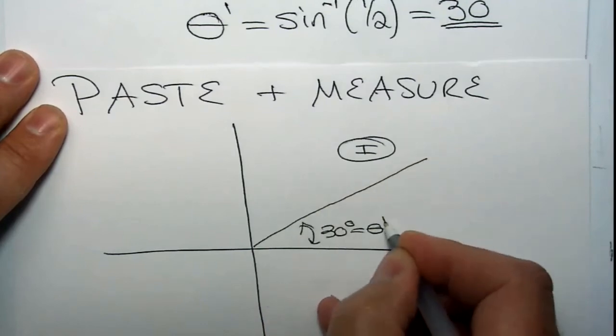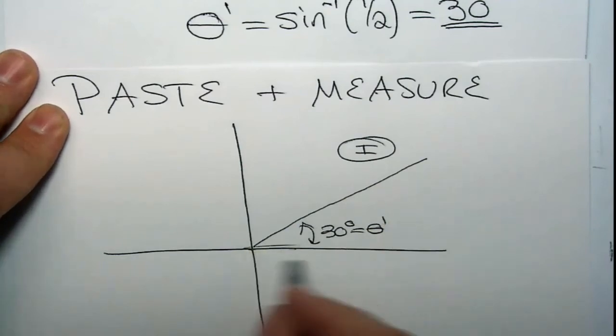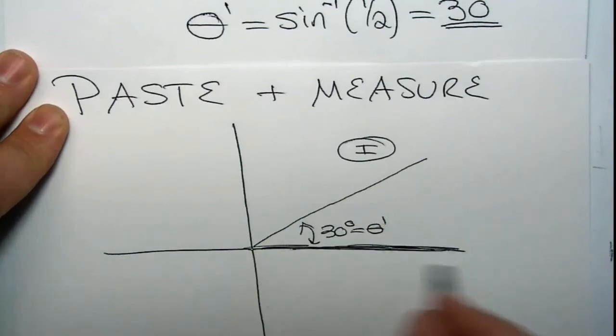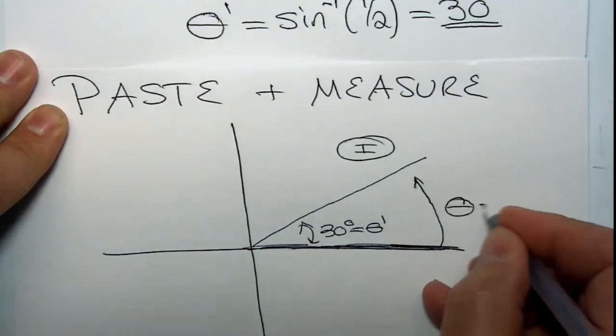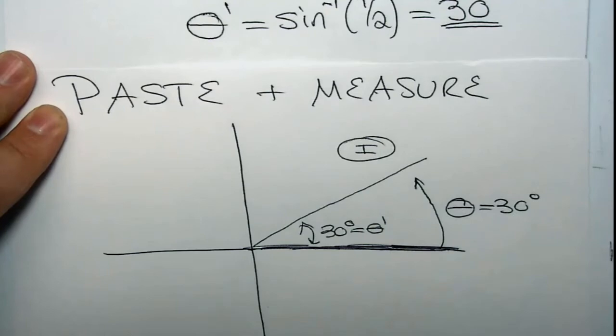And that's my reference angle. But normally, we measure angles from this initial side anyway. So the big angle in this case is 30 degrees.